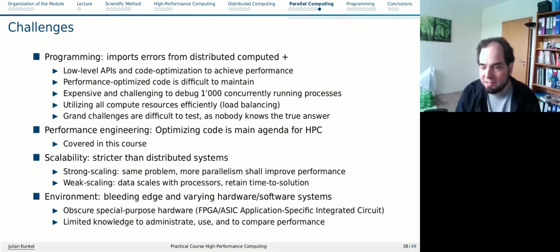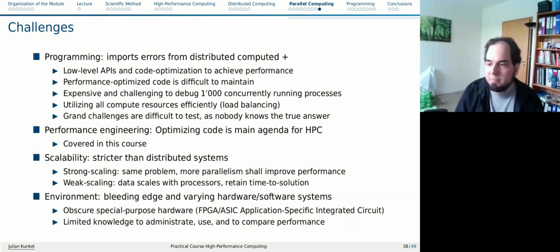How can you write test code for scientific grand challenges? Let's say, for example, I simulate a fusion reactor. Is the simulation correct or not? Well, since no one has ever done this before, maybe it's difficult for you to write a proper test. So performance engineering, which is part of optimizing code, is a main agenda for HPC. It's covered in this course.